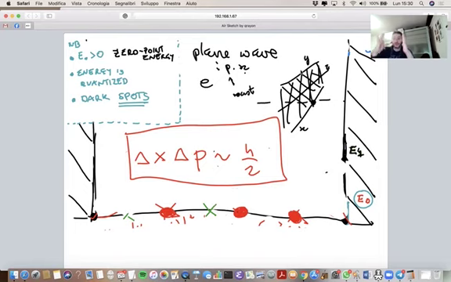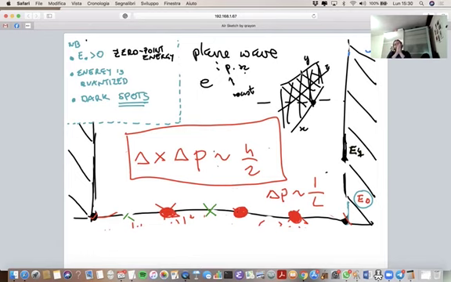For instance, if I squeeze the walls, then I focus the position of my particle more and more, because it has to be inside the walls. But then, since the typical momentum goes proportional to the inverse of the size of the hole, I have no idea what the typical momentum is, because it could be anything from 0 to 1 over L times h bar. So by squeezing my information in position, I'm losing information in momentum.